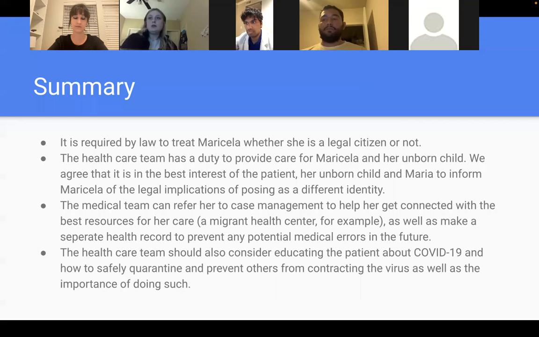The healthcare team should also consider educating the patient about COVID-19 and how to safely quarantine and prevent others from contracting the virus, as well as the importance of doing so.